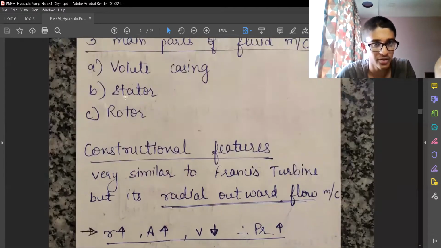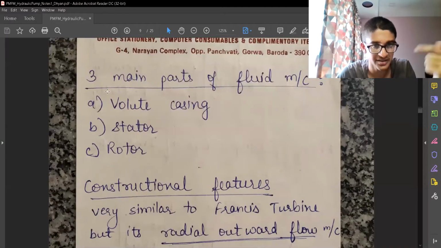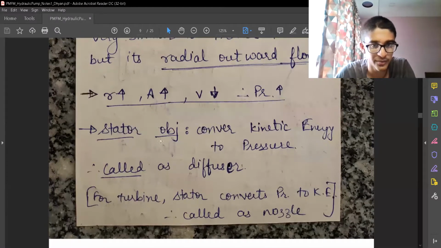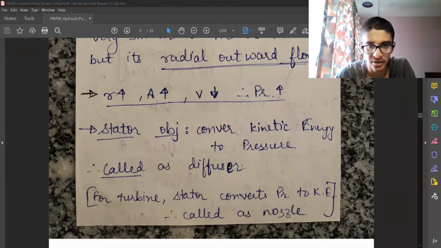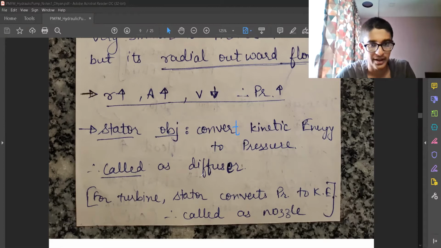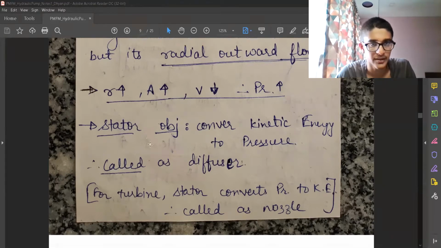So coming to stator, that is the first part. The second part, volute casing, is not of very much importance. That acts as diffuser. We'll look at diffusers at the last. So now coming to stator. The objective of stator is to convert, there should be a T over here, sorry. Convert kinetic energy to pressure, and they are called as diffuser again. Their purpose is to diffuse. And for turbine, stator convert pressure to kinetic energy, called as nozzle. Over here, the opposite thing happens. They convert kinetic energy to pressure.